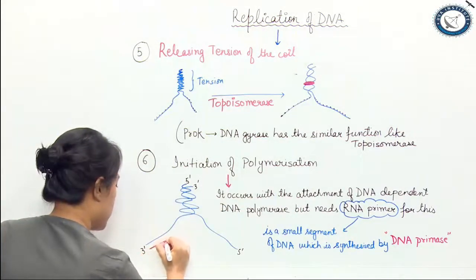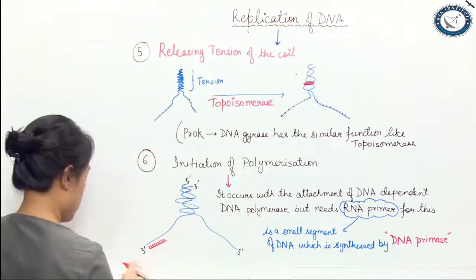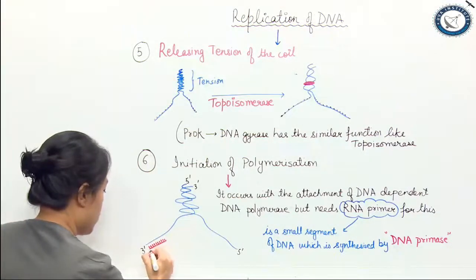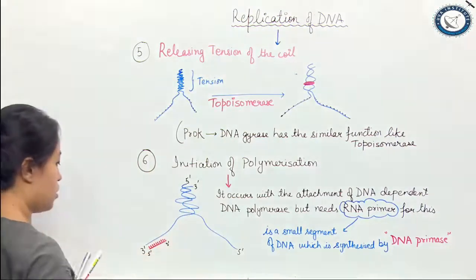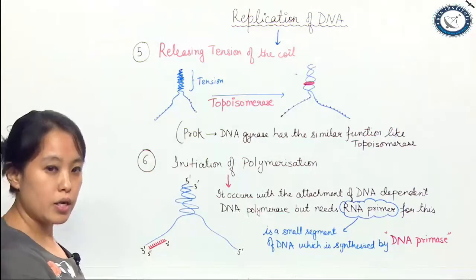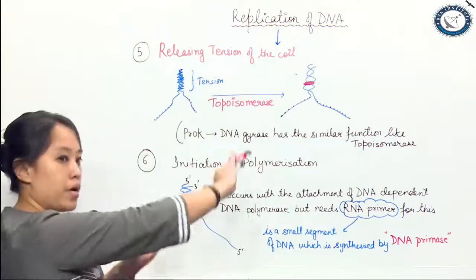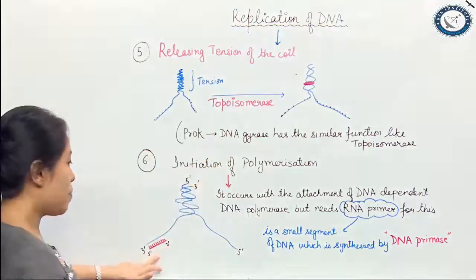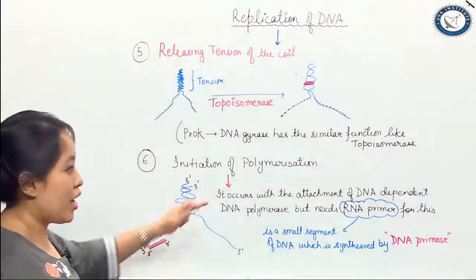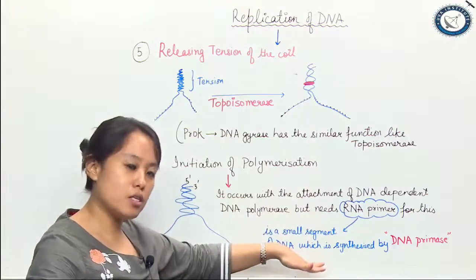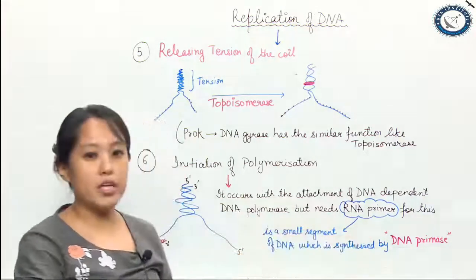Say for example, RNA primer attaches here. And the orientation would be 5' to 3'. Agreed? And I told you that the DNA polymerization occurs from the 5' end onwards. So once the primer, this is your RNA primer, which is of course a small segment of RNA, it is synthesized by DNA primase enzyme.